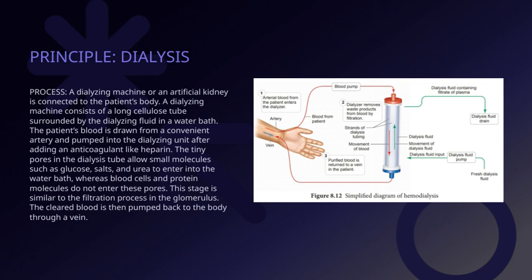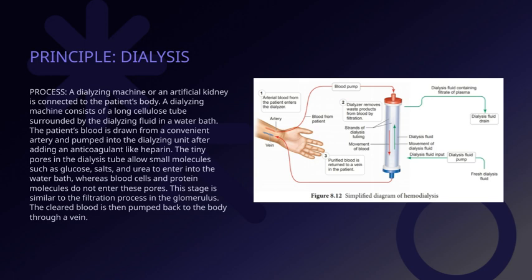A dialyzing machine, or an artificial kidney, is connected to the patient's body. Inside this machine, there's a long cellulose tube that's surrounded by dialyzing fluid in a water bath. The process begins with drawing blood from a convenient artery, which is then pumped into the dialyzing unit. To prevent blood clotting, an anticoagulant like heparin is added.